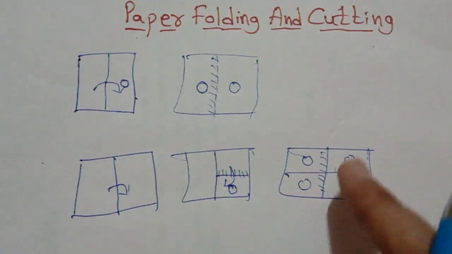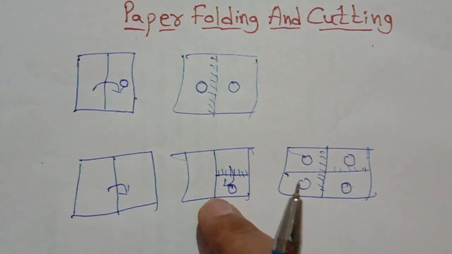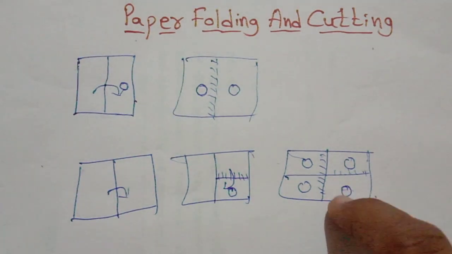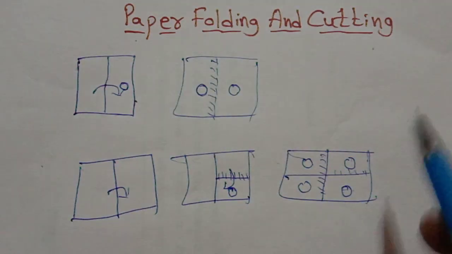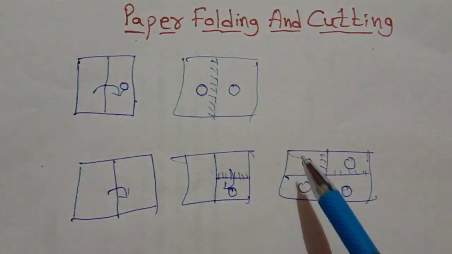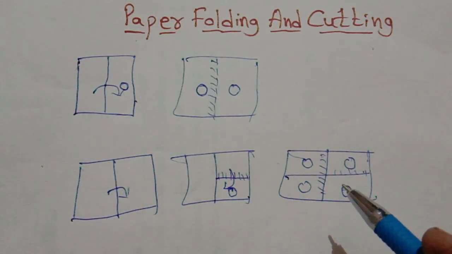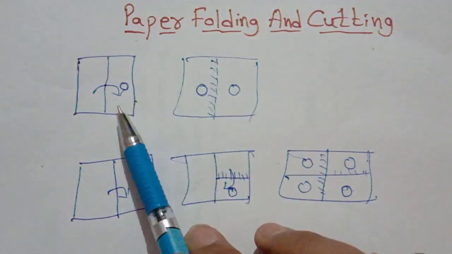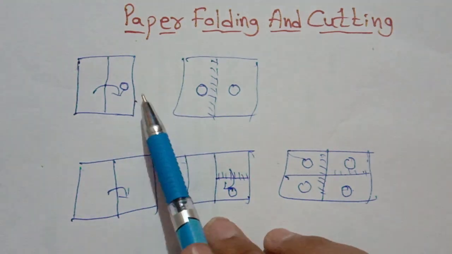That is the concept: if we fold 2 times and cut one small circle, then after unfolding we can see 4 circles in the paper. Like this, we have to understand. This is the concept of paper folding and cutting. Here we have to clearly see how they are folding and how they are cutting.